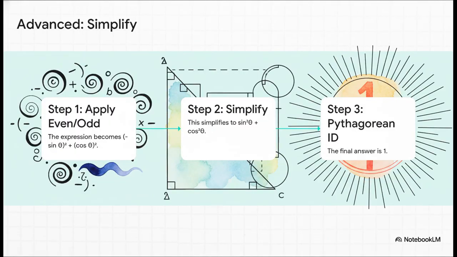Okay, now for a really cool one. Look at this thing. Let's apply our rules. Sine of negative theta becomes negative sine theta, but that whole thing is being squared. Then cosine of negative theta becomes just cosine theta, which is also squared. Now here's the magic part. When you square that negative sign, the negative sign just vanishes. So you're left with sine squared theta plus cosine squared theta. And that should be ringing some major bells. That's our good old Pythagorean identity, and it equals 1. How cool is that? We took that messy looking thing and simplified it all the way down to just 1. That's what I'm talking about.